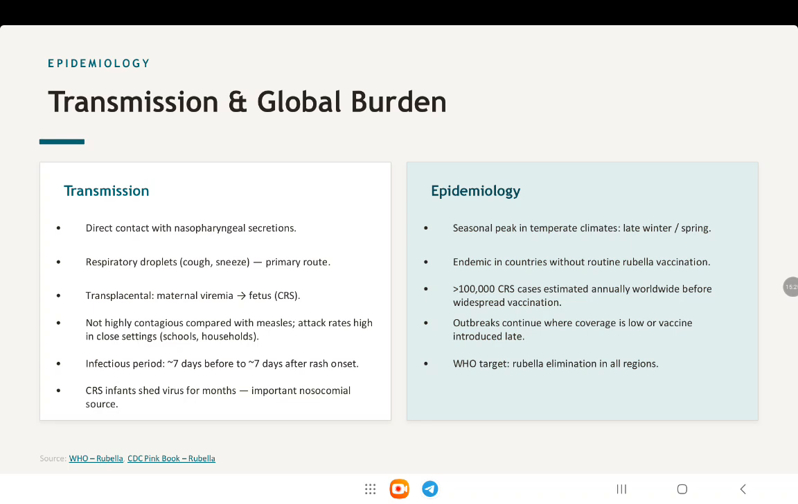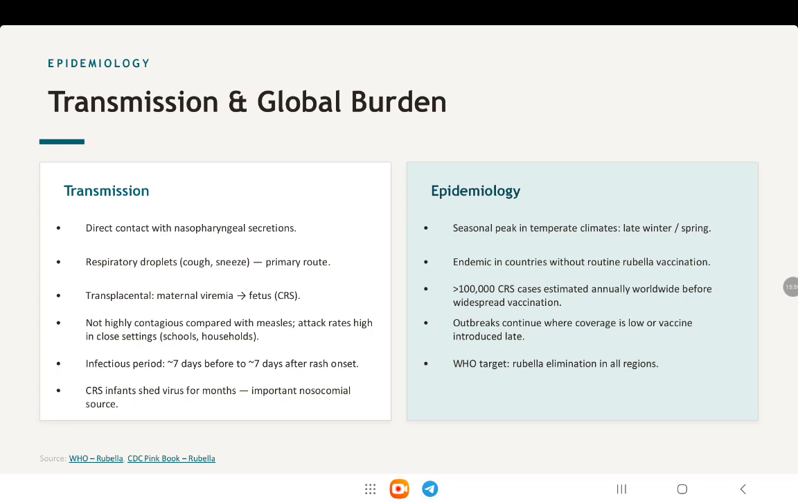Babies with congenital rubella syndrome are especially important, because they can shed or excrete the virus in the urine and respiratory secretions for up to 1 year.